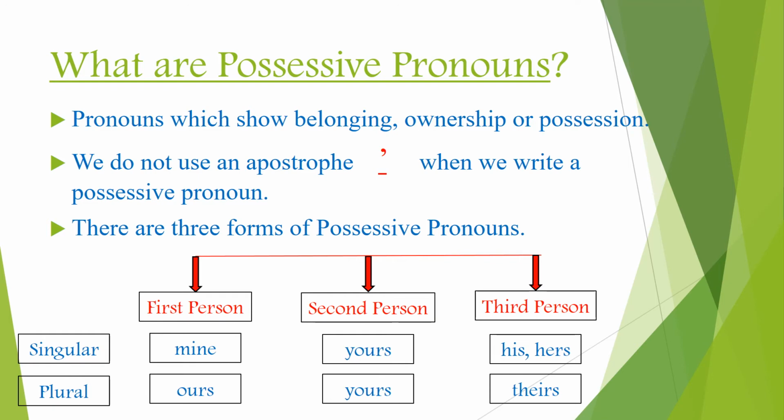So for the third person possessive pronouns, I use his or hers. It depends on the gender, whether the person is male or female. And for the plural form of it, I use the possessive pronoun theirs. Please note the spelling. Theirs.